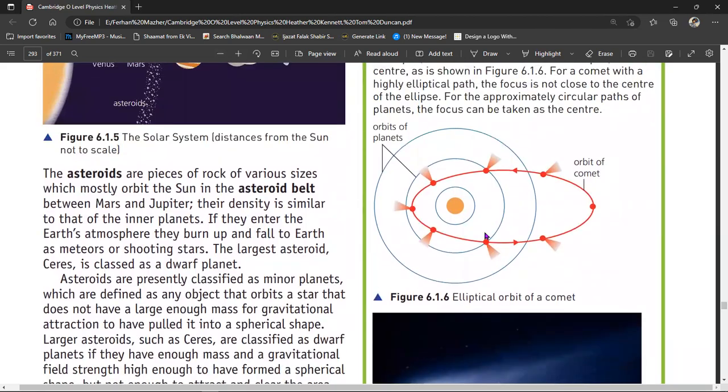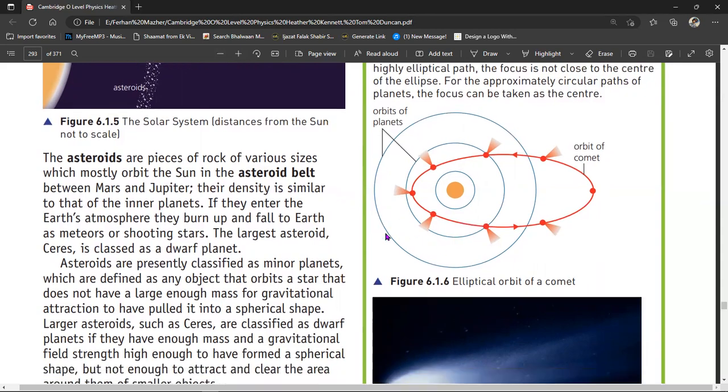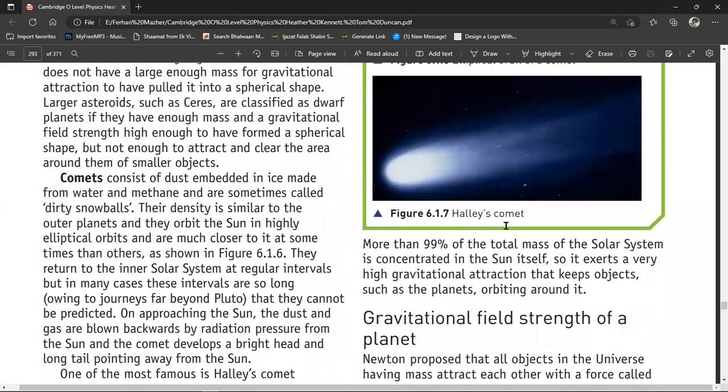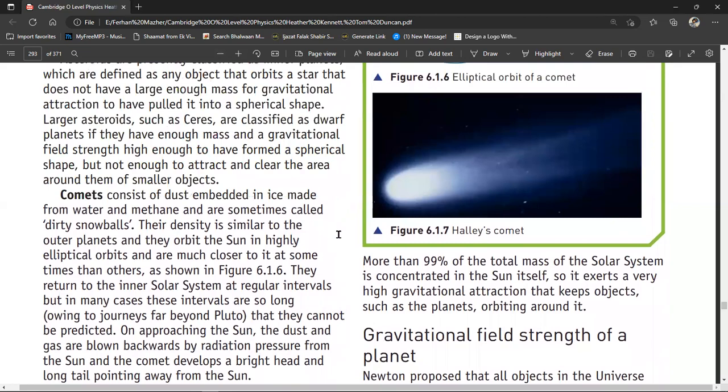So this is the elliptical path and elliptical orbit of a comet. Orbits of the planets are mostly circular, but the orbits of comets are elliptical. This is the diagram of the Halley comet. More than 99% of the total mass of the solar system is concentrated in the sun itself, so it exerts a very high gravitational attraction that keeps objects such as the planets orbiting around it.